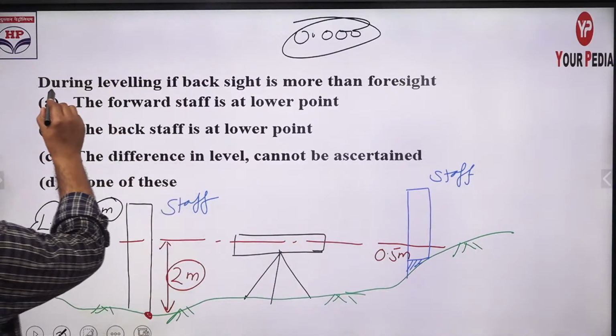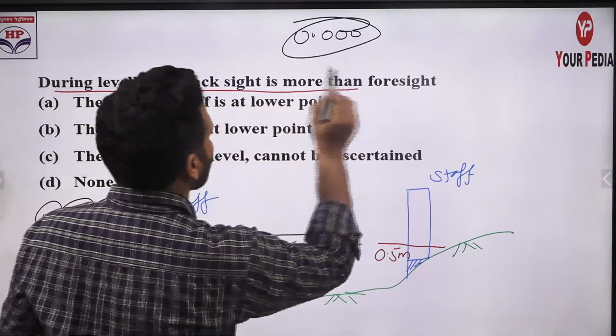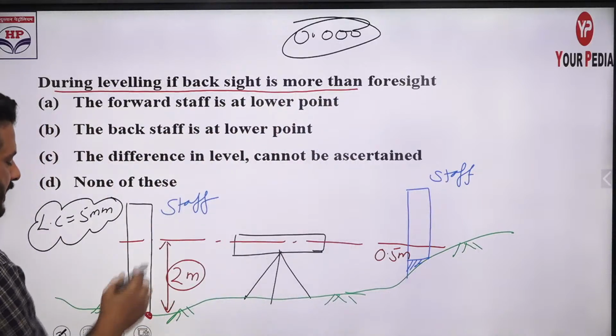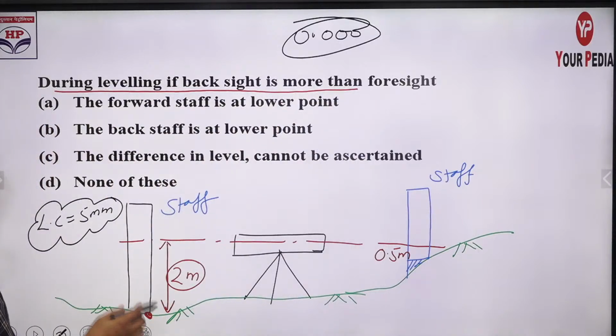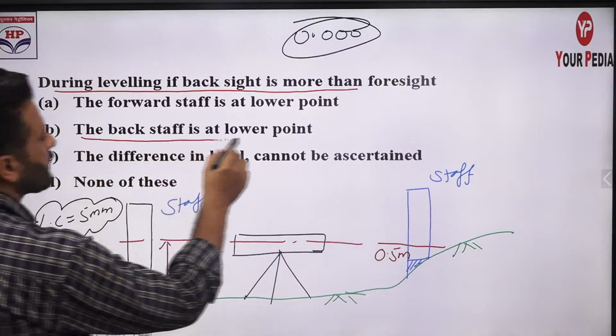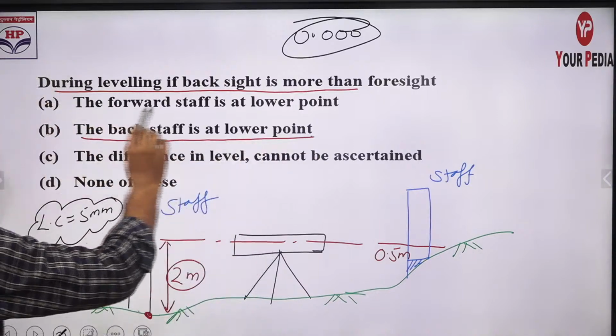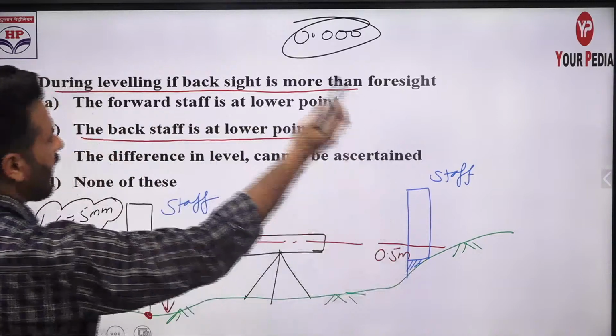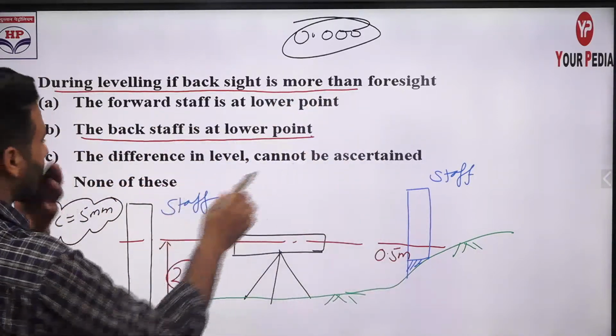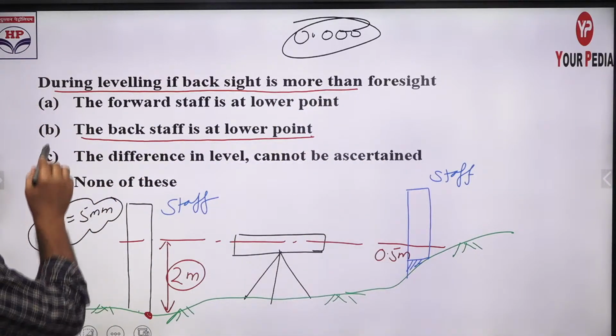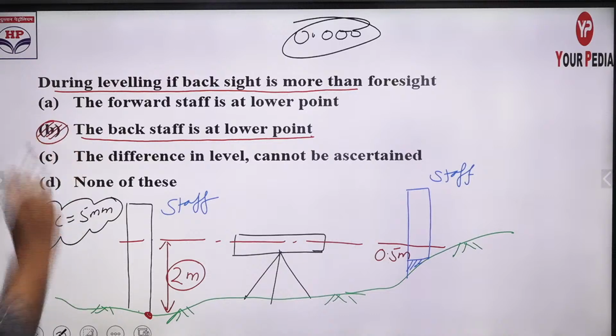Simply in the question, during leveling, if the back side value is more, it means the staff held on the back side position is at lower point. The back staff is at lower point, the forward staff is at higher point. The difference in level cannot be ascertained? Yes, we can ascertain. Why? So option B will be the answer.